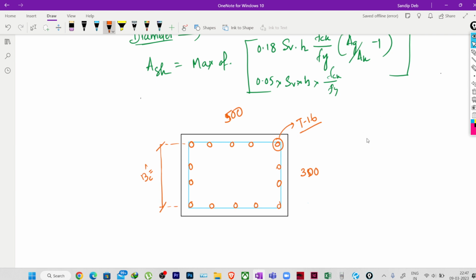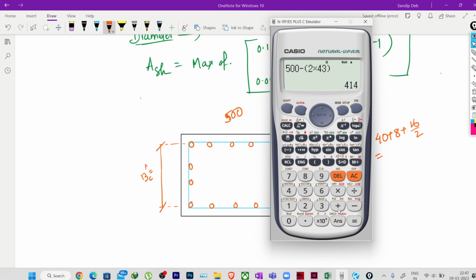So the effective cover that we are getting is 40 plus 8 plus 16 by 2, which means 8. So how much is it? 40 plus 8 plus 8, it is 56. Okay, so both sides 56. So 300 minus 56 minus 56, we are getting 188. Is it correct? 188 or 184 are we getting?